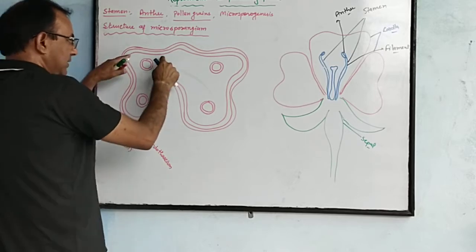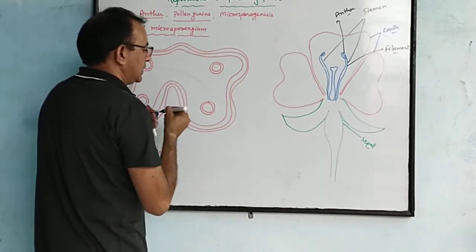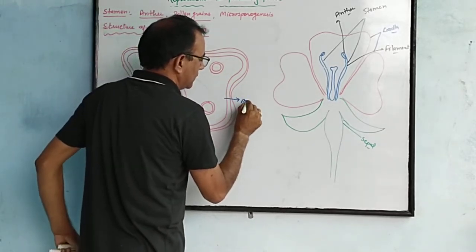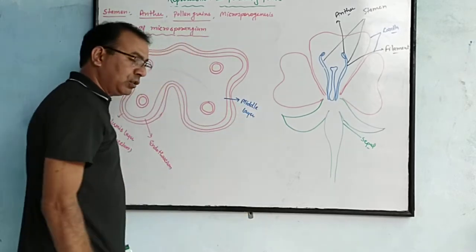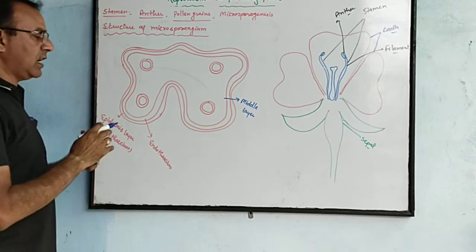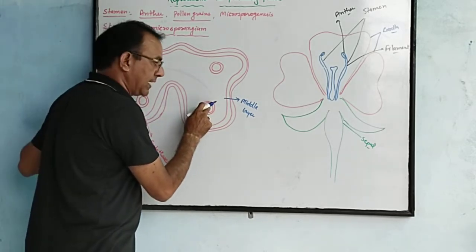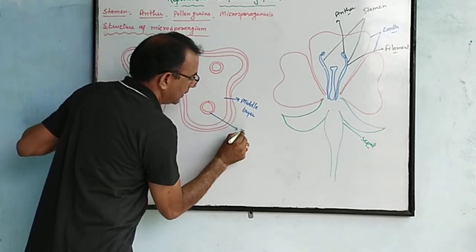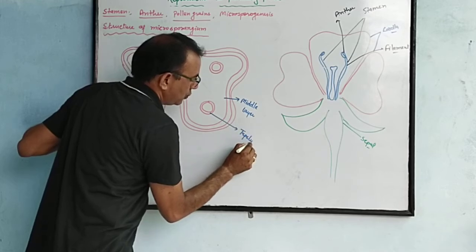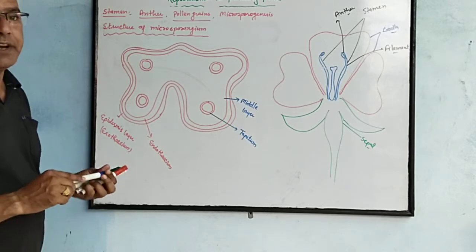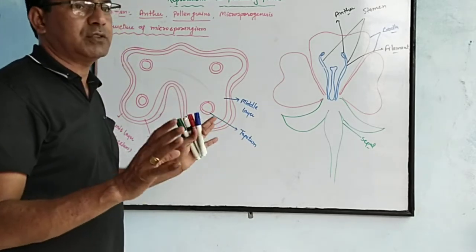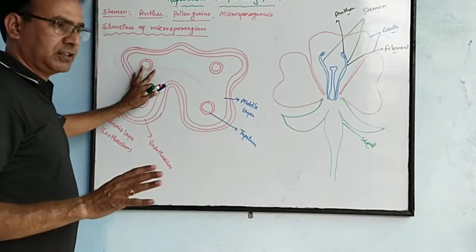The third layer is called the middle layer. And the fourth layer is present just outside the pollen sac. This one is the pollen sac. This layer is called tapetum. So you can say that a microsporangium is covered by four layers.